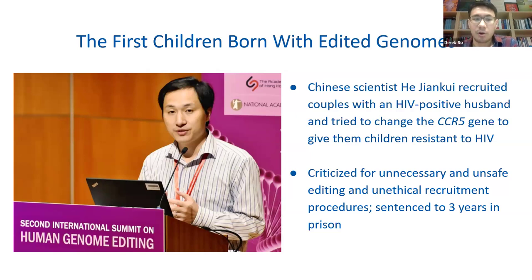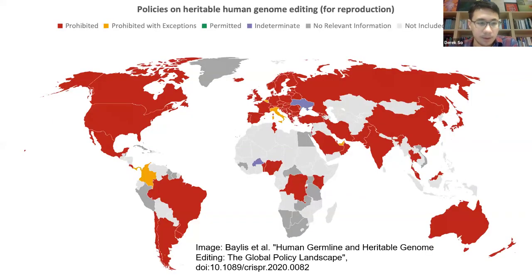They pointed out that there are already ways to prevent inherited HIV infections without using a risky new technology, that the experiment caused cuts to the children's DNA at the wrong locations, and that the parents had not been properly told of these issues and risks. The Chinese government eventually put He Jianghui on trial and sentenced him to prison. China also changed their regulations in order to make it very difficult for other scientists to make genetically modified children.